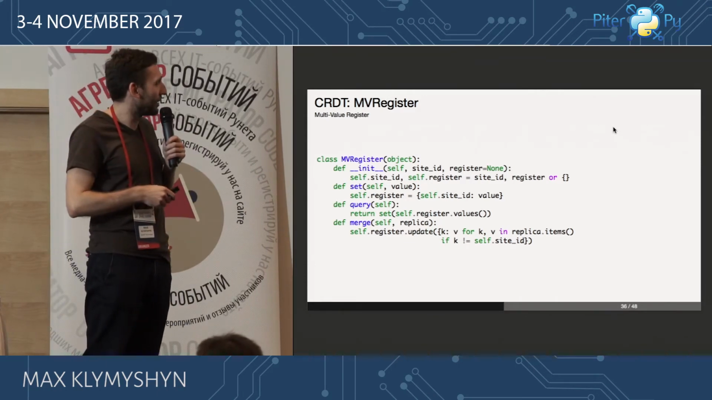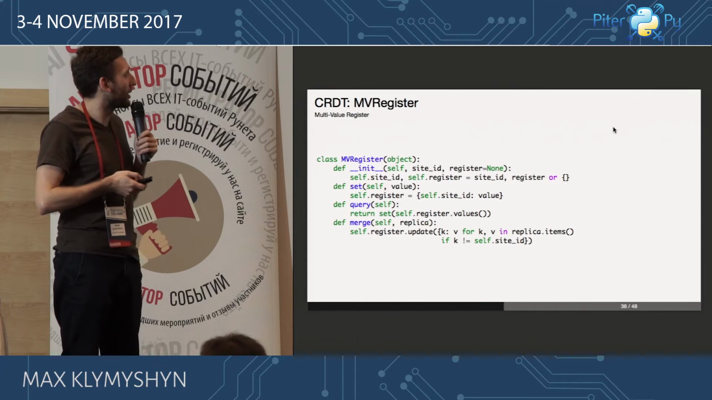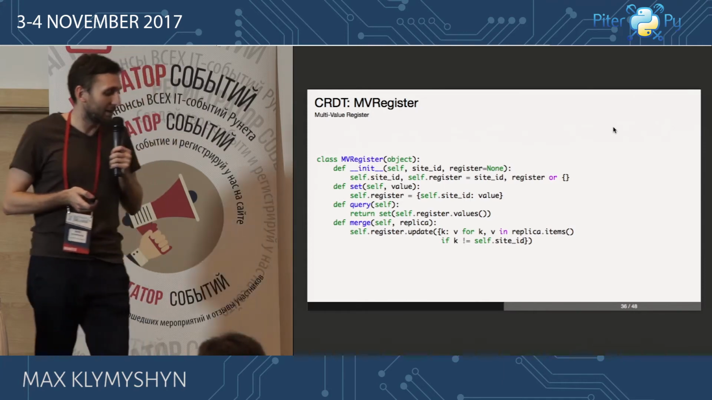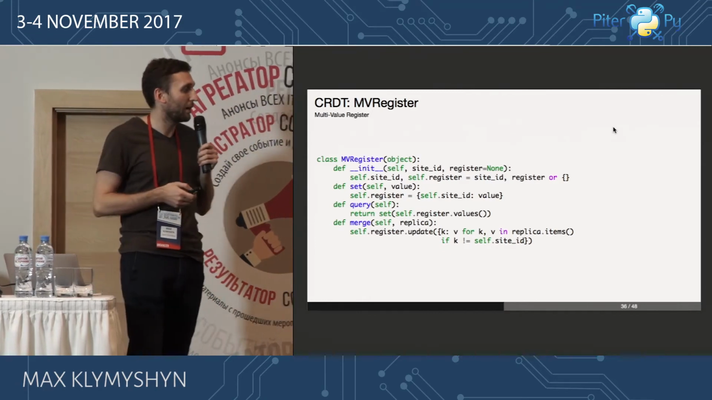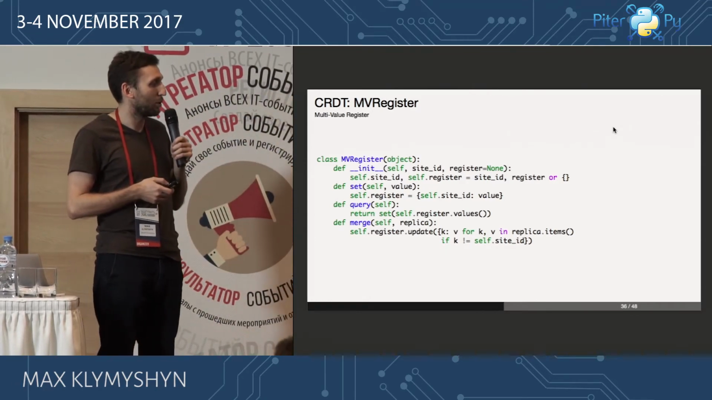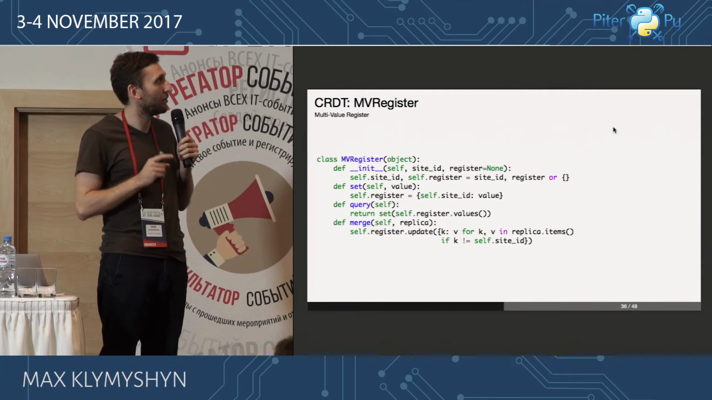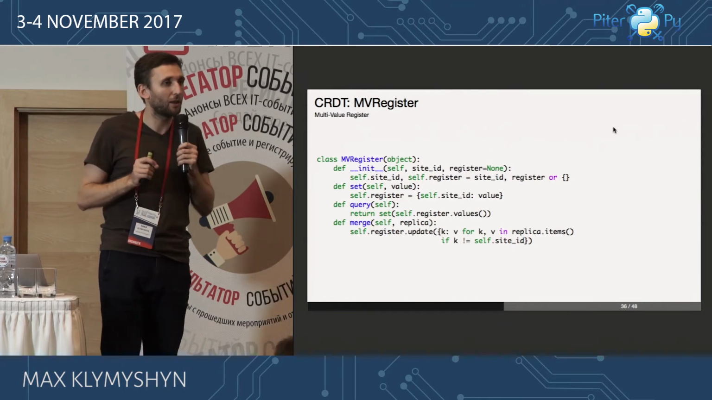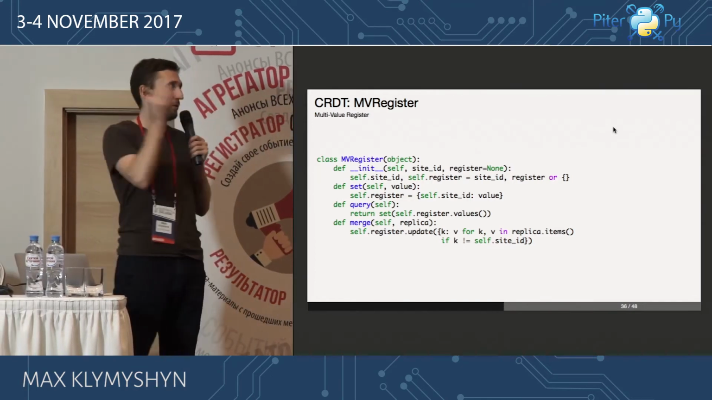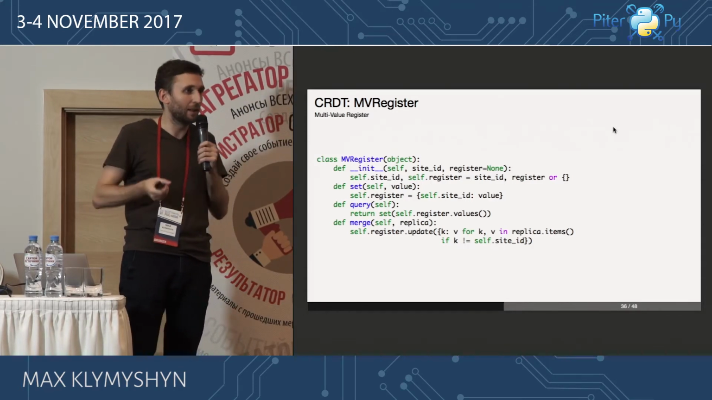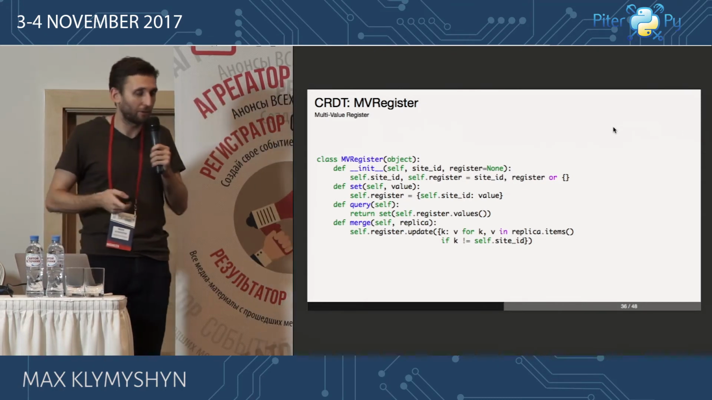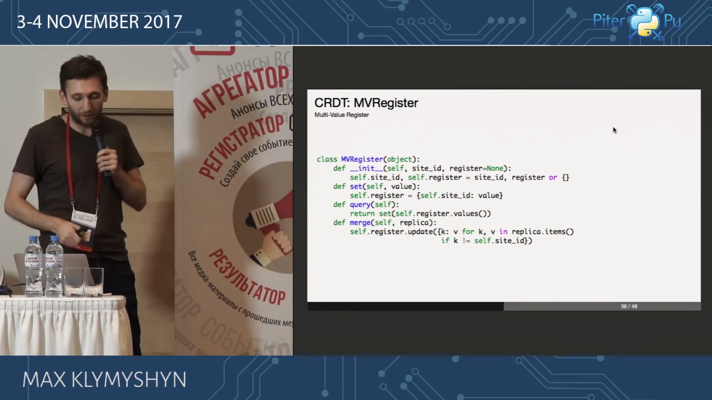So the next data type is called MV register, a register of values which can support concurrent writes without data loss. The register without data loss. So every input set by any replica will not be lost ever. You should explicitly redefine it. So it's kind of manual conflict resolution.